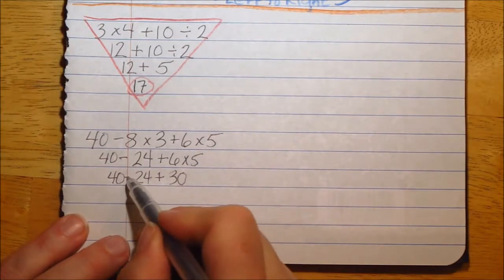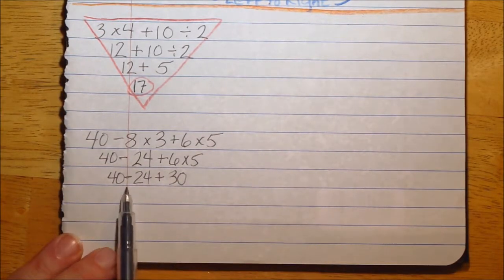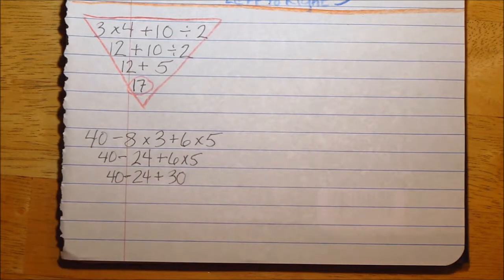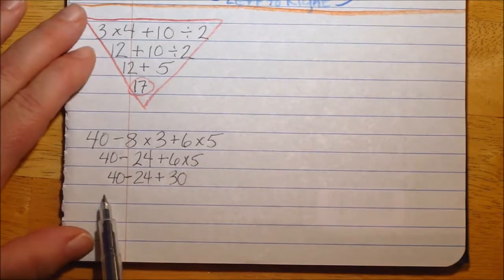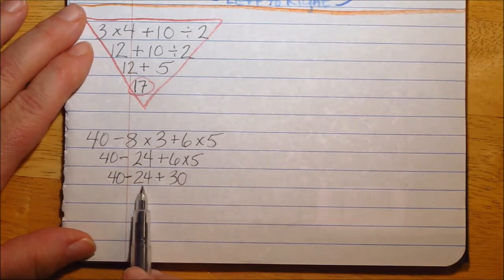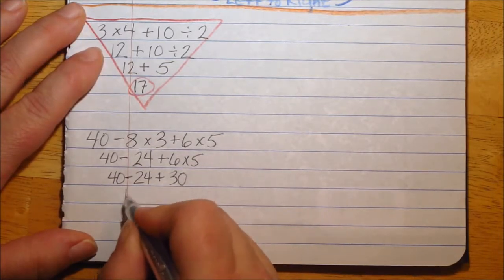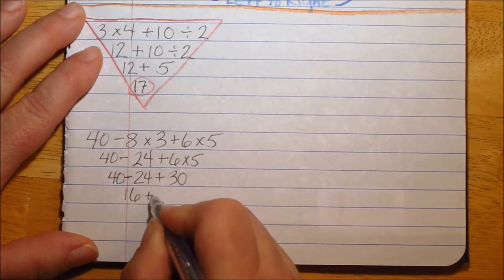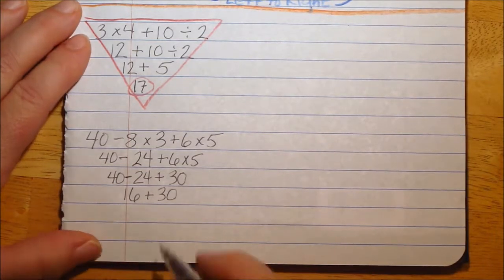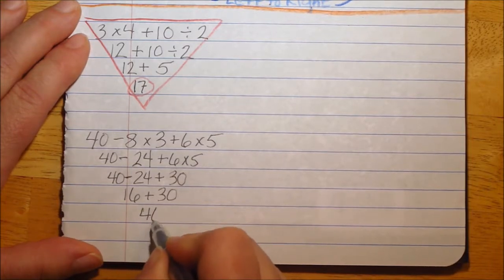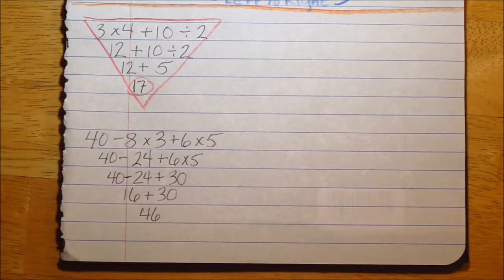Now I can see that the only thing I have left is addition and subtraction, and that's the final step in PEMDAS. But I have to remember I have to work left to right. I can't do this 24 plus 30 first. I must work left to right. So 40 minus 24 is 16. Bring down the rest of the expression. And then I'm left with 16 plus 30, which is 46, and that's the final answer to my expression.